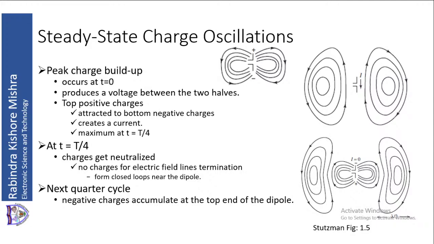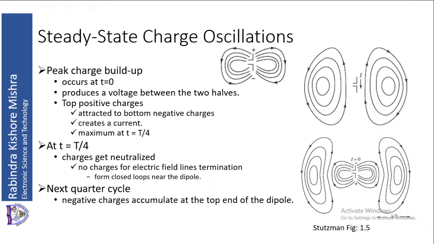So sin omega t, if you plot it, from 0 you go to maxima, then come to 0, then you go to negative maxima, then you come to 0. So from 0 we went to maxima, now we have come to 0. So 0 means the charges get neutralized. Both the charges are at the center point, therefore they neutralize each other. The positive charge and negative charge neutralize each other.